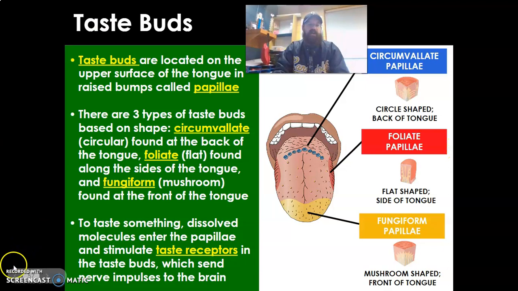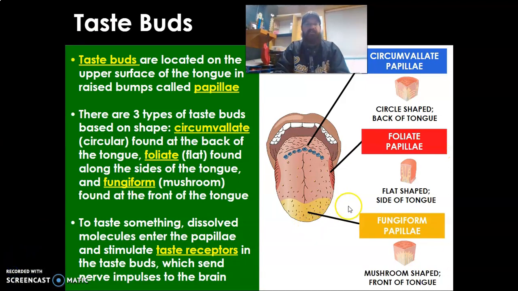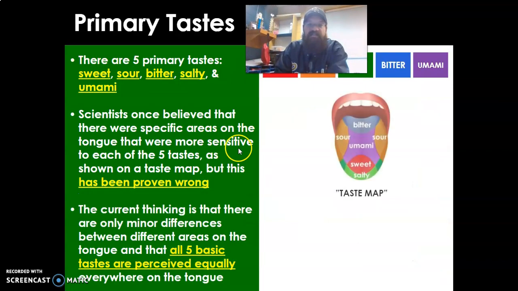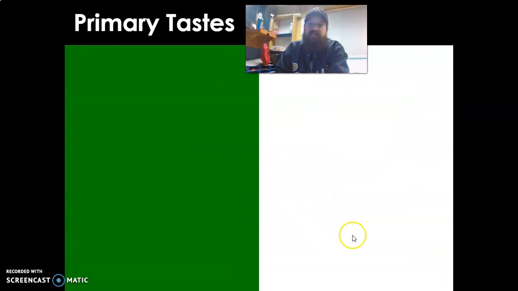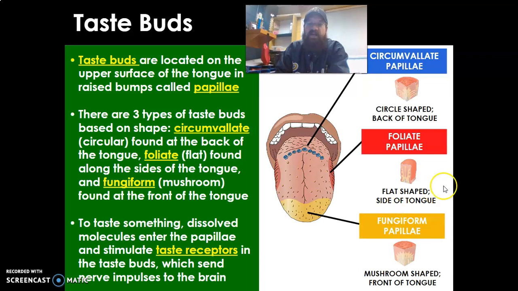So the first part are circumvallate or circular taste buds. Oh my goodness. It's killing me, guys. Sorry. Circumvallate or circular taste buds are found at the back of the tongue. They're larger. There's foliate taste buds.